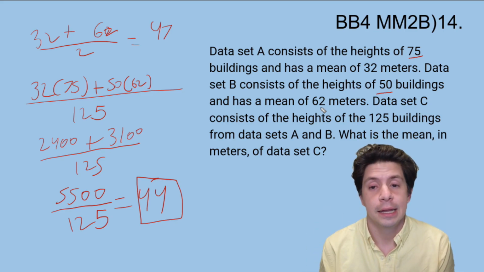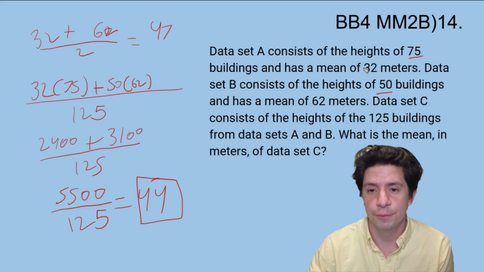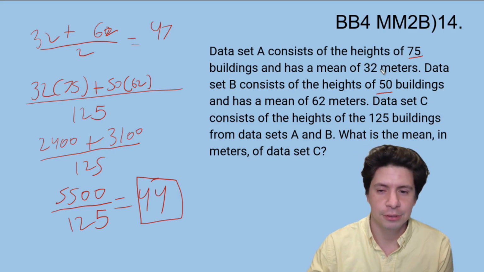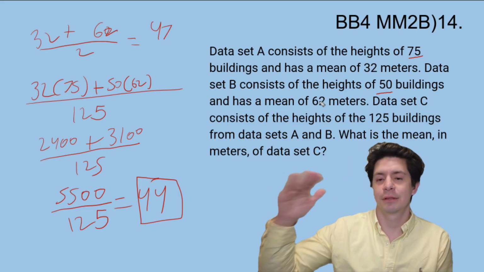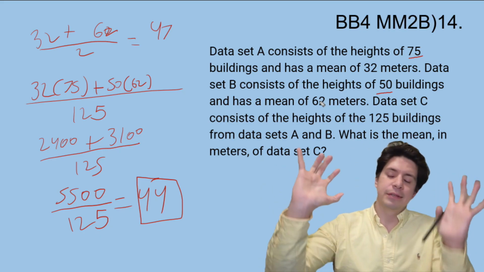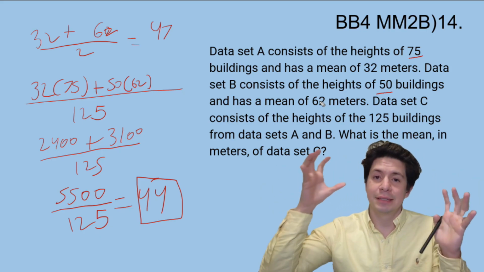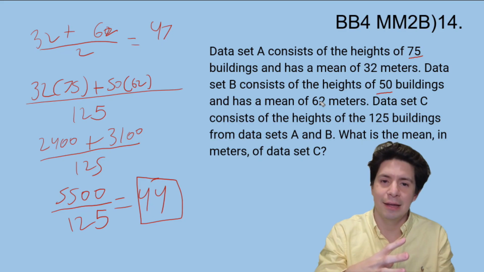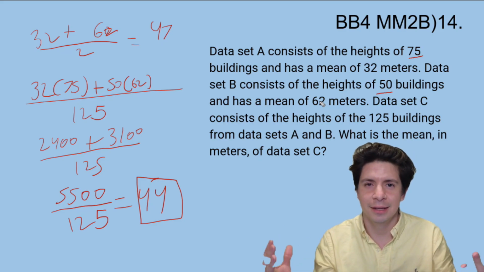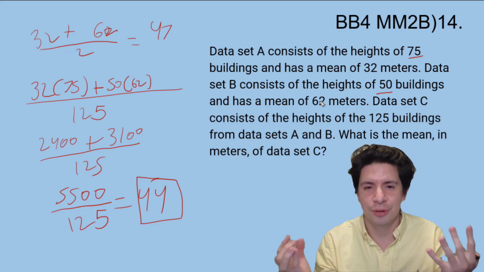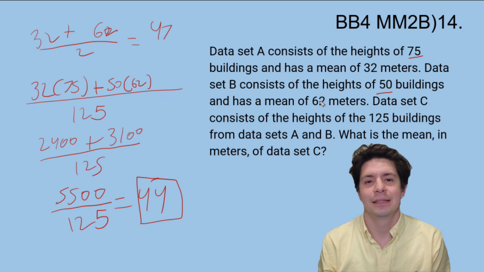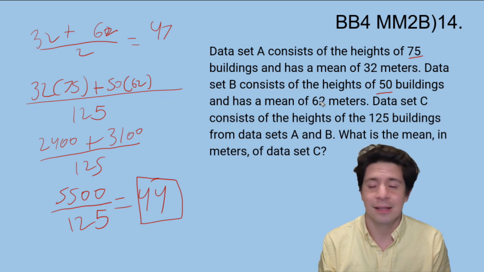So again, you want to find the total from each by multiplying 75 by 32, 50 by 62, and then dividing by the total, right? And that sort of gives a higher weight to the data set A, which makes sense because there's more of them, so that they get to count more. This is a democracy, okay? A representational democracy here, okay? It is not a republic. It's not a monarchy. It's a democracy.